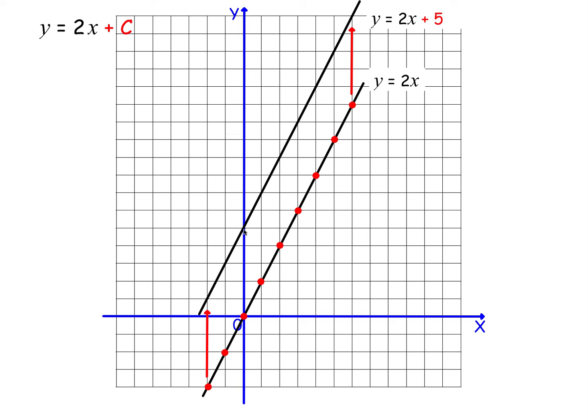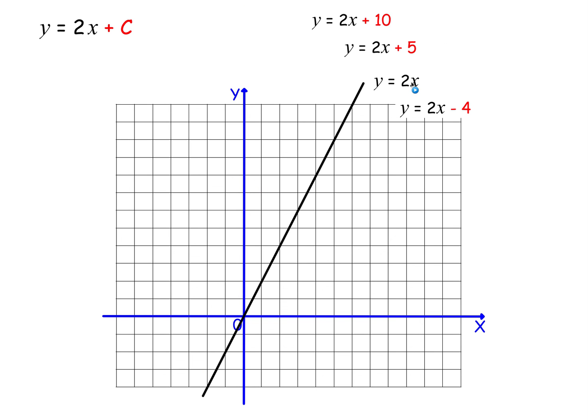And now it goes through 0, 5. But it's got the same gradient. These two lines are parallel. They're both gradient 2. So that set of points in y equals 2x plus 5 came from the points in y equals 2x, all shifted 5 up.